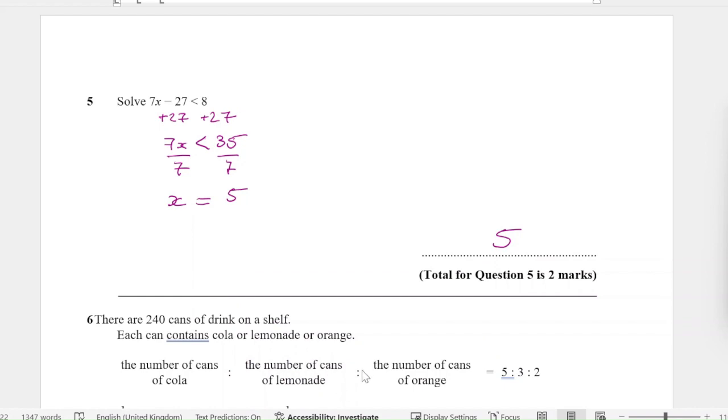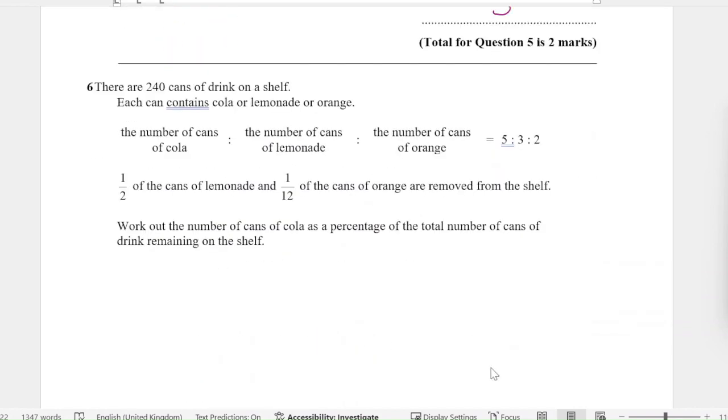Okay, question 6. There are 240 cans of drinks on a shelf. Each can contains cola, lemonade, or orange. The ratio of the number of cans of cola to the number of cans of lemonade to the number of cans of orange is 5 to 3 to 2. A half of the cans of lemonade and 1/12 of the cans of orange are removed from the shelf. Work out the number of cans of cola as a percentage of the total number of cans of drink remaining on the shelf.